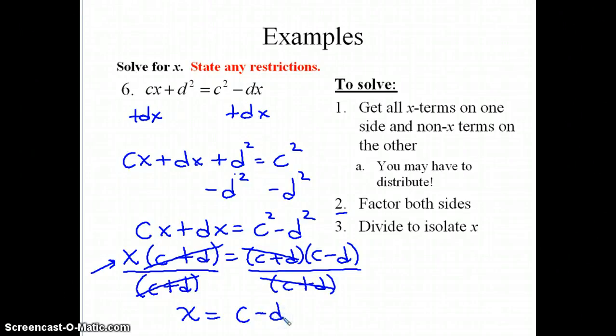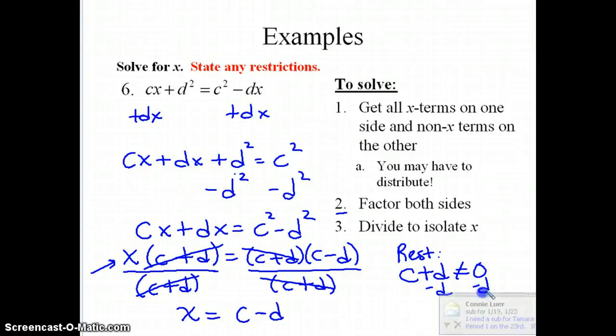Remembering about restrictions, if we have to note that, I have c plus d cannot equal 0. We could solve that by subtracting d on both sides. And when I subtract d on both sides, I end up with c cannot equal the opposite of d.